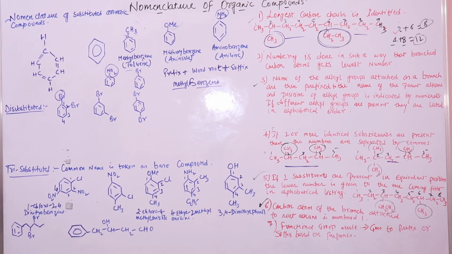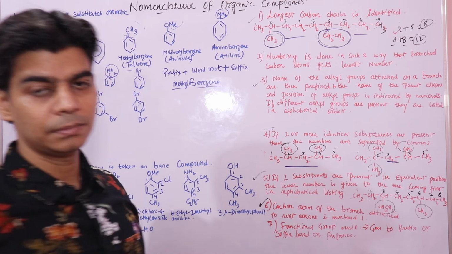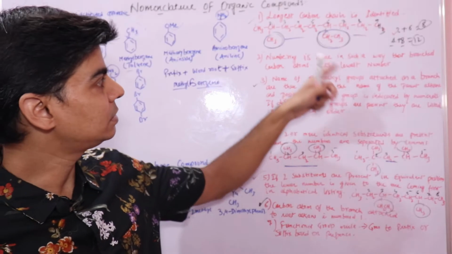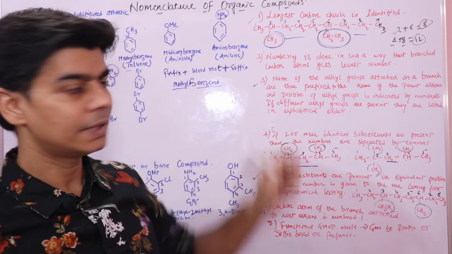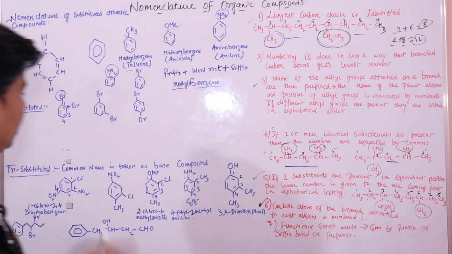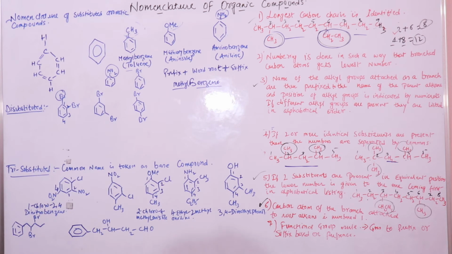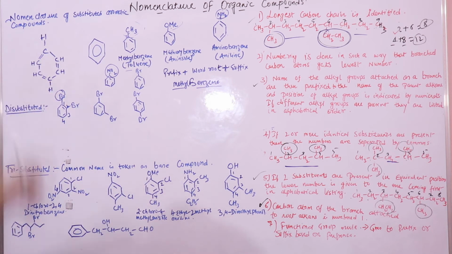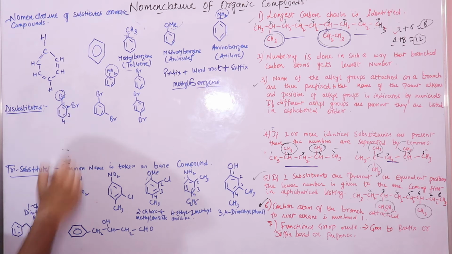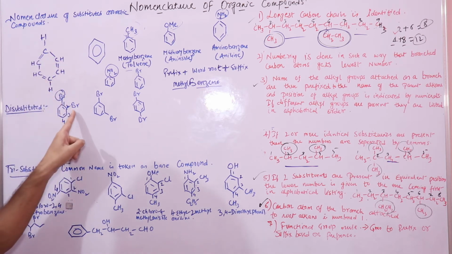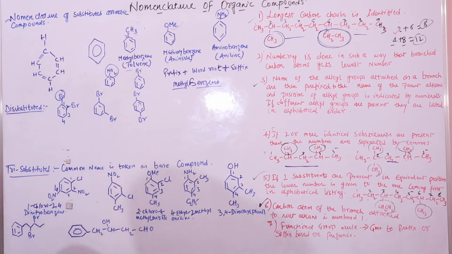So we will number the carbon atoms of the ring such that the substituents are located at the lowest number, right? Like here what we were doing in these branched chains, we are numbering this chain so that these side chains get the lowest number, right? Similarly if you have a ring, in place of a straight chain, then also you will number the carbon atoms of this ring such that the substituent gets the lowest number, right?